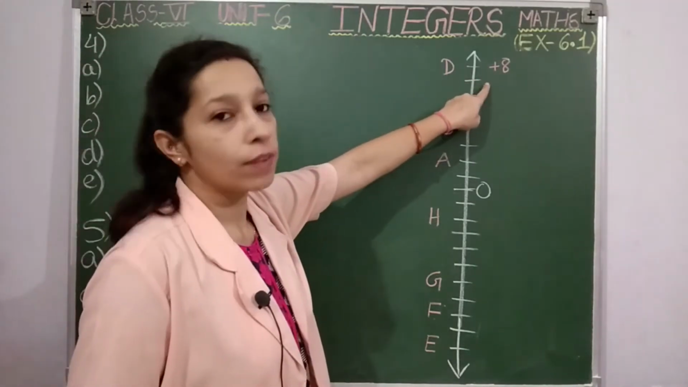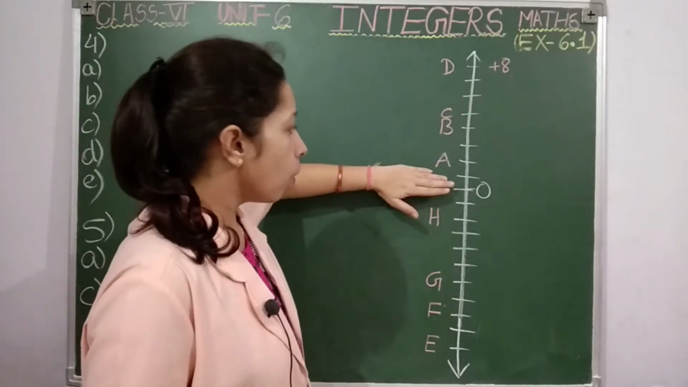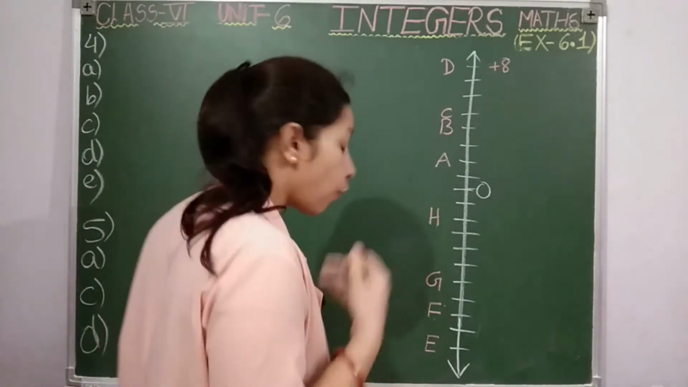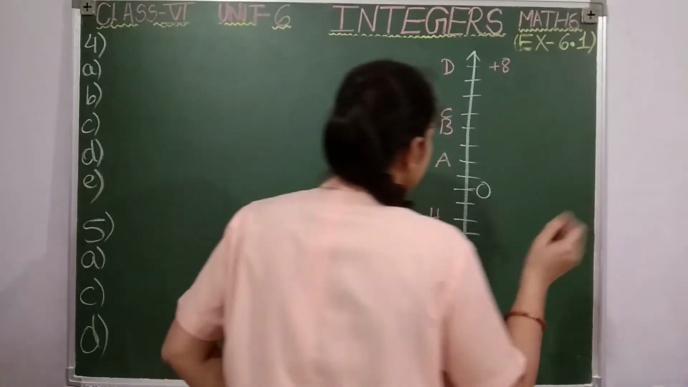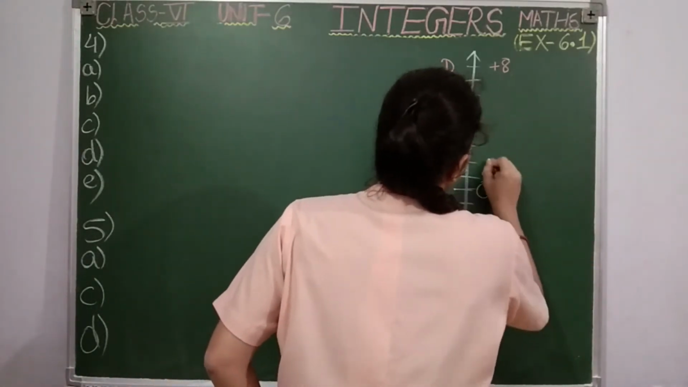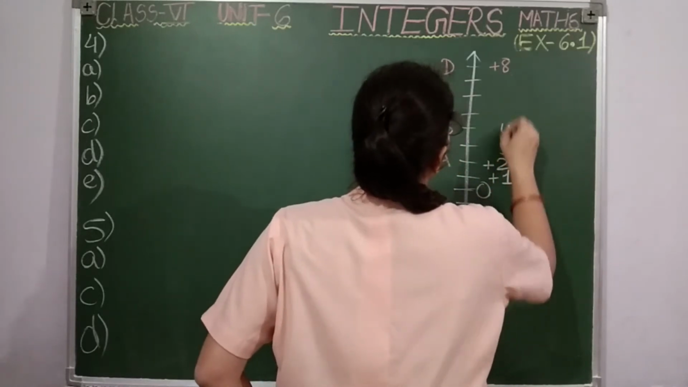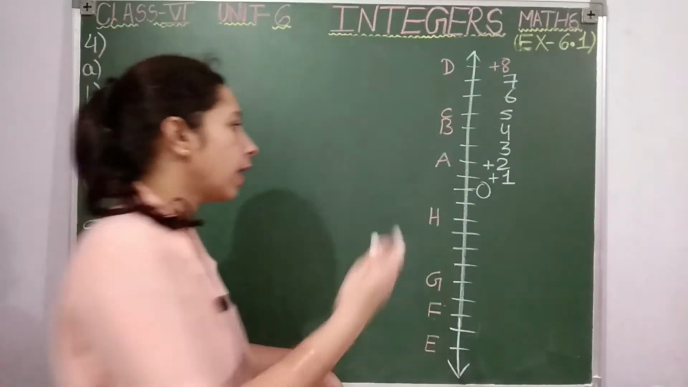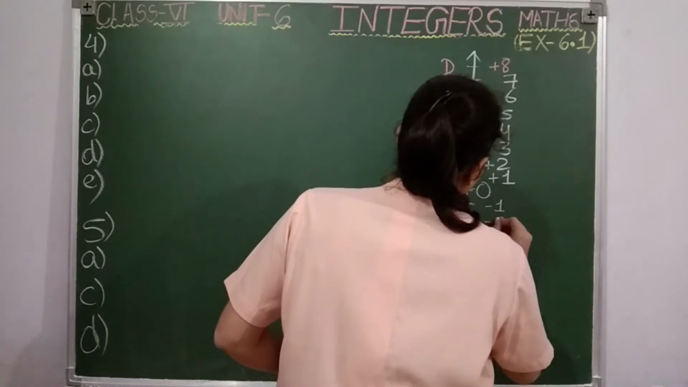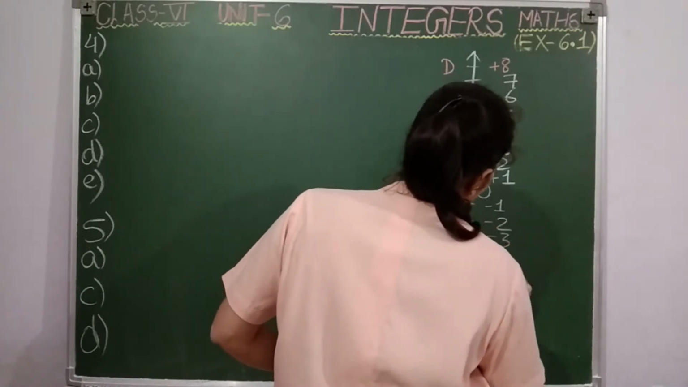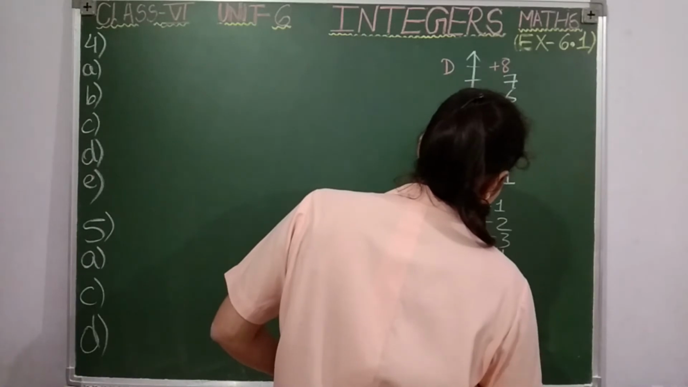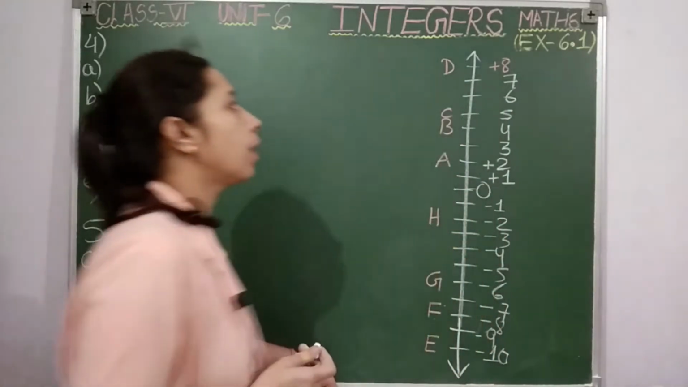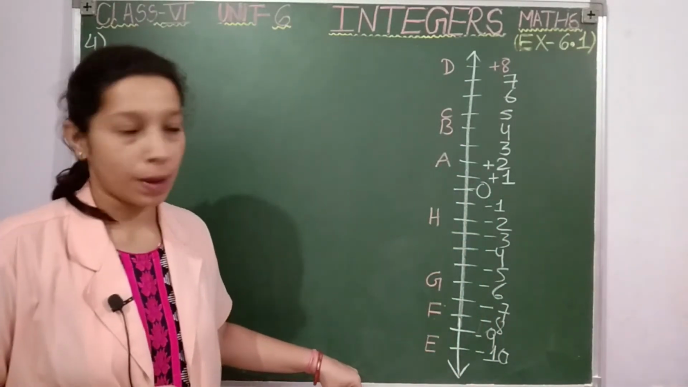Look, if it is +8, then simply see 0 here. Above 0 there will be positive integers and below 0 there will be negative integers. So for our understanding, you can simply use your pencil and mark here +1, +2, 3, 4, 5, 6, 7, and here we are getting +8. In your textbook itself you can do it. And likewise here -1, -2, -3, -4, -5, -6, -7, -8, -9 and -10. So positive numbers are given up to +8 and negative numbers are given up to -10.